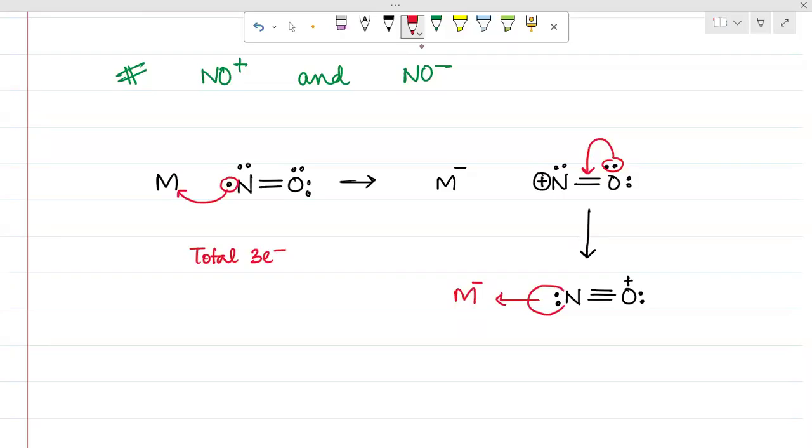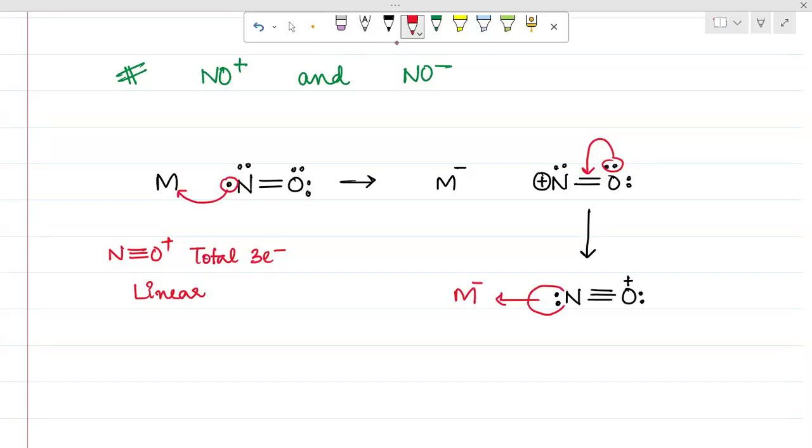So what is the donor ability of NO plus? Important: total electrons given by NO plus is 3. What is the shape of NO plus? Linear. This is linear. Very important. NO plus is linear and it donates 3 electrons. That is one way of satisfying the octet.